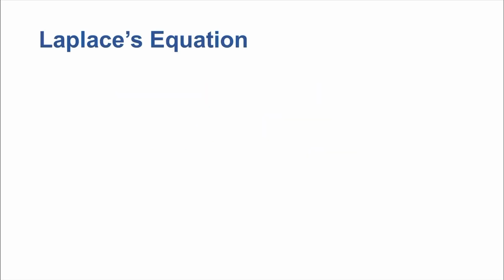Anyways, Laplace's equation says that the second partial derivative of u with respect to x plus the second partial derivative of u with respect to y is equal to 0. Okay, so basically what this says is partial squared u over partial x squared equals negative partial squared u over partial y squared.